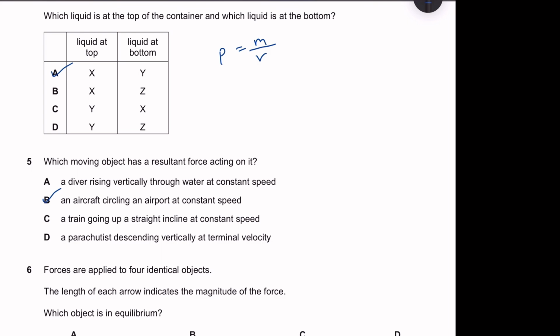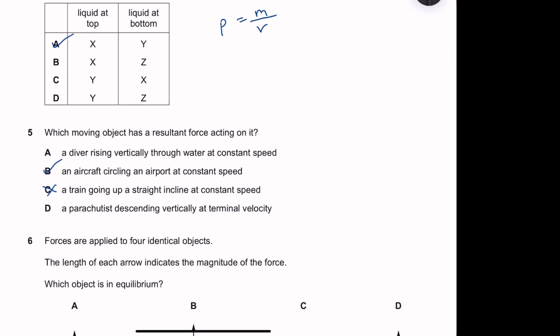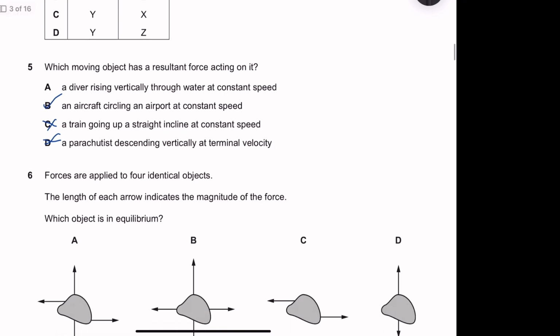A train going up a straight incline at constant speed, which is wrong. Since it's just going up, there won't be any resultant force. A parachute descending vertically at terminal velocity, that will be also wrong. You just need to remember that when anything goes in a circle, there is a resultant force acting on it.